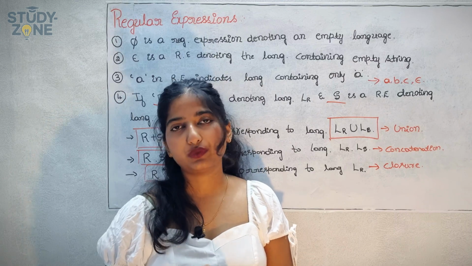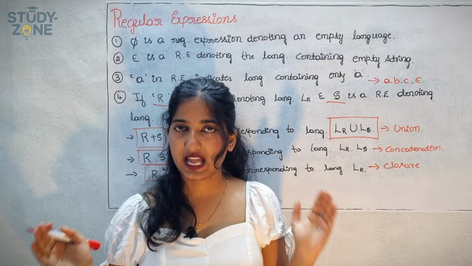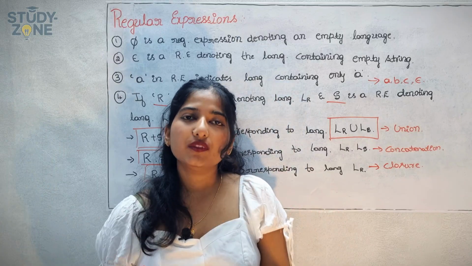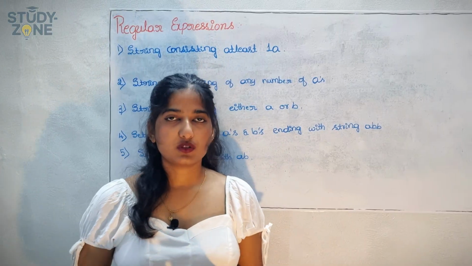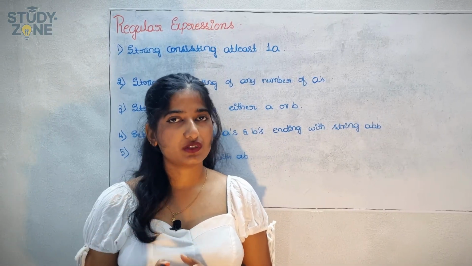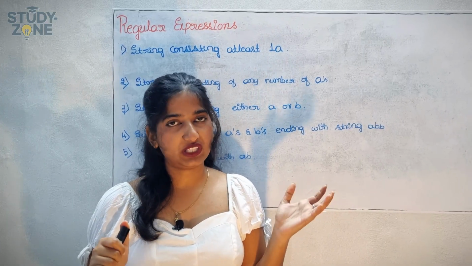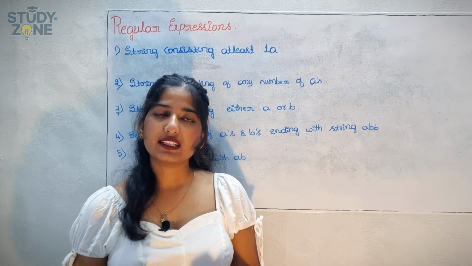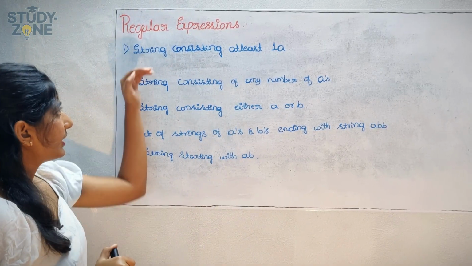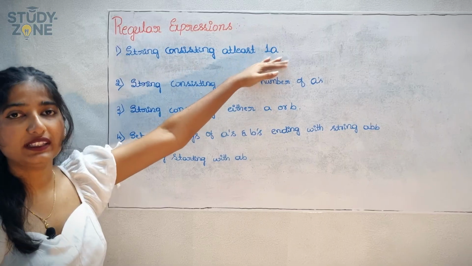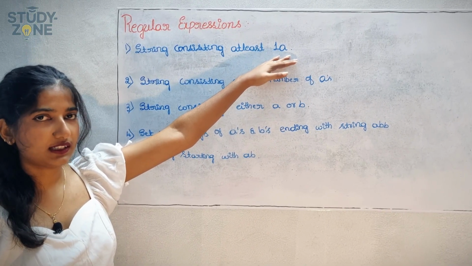Now let us see some examples of regular expression, which means there will be a language and we have to convert it to the regular expression. Okay, now let us solve the examples or questions of regular expression, which means the question will be given in the form of a regular language. We have to write it in the form of a regular expression. So the first question is: string consisting of at least one A. At least one A means one or more occurrence of A, right?